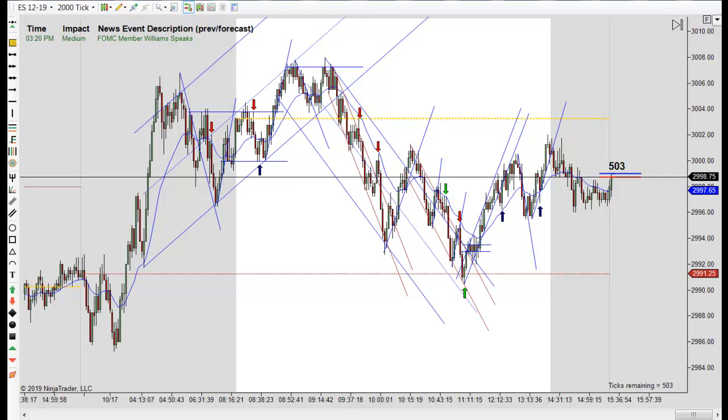This will be our chart lesson for the day. And in the end, the day was just a range day. Here's your overnight highs. Here's your overnight lows down here, and you can see we got outside of it briefly up here. You really couldn't treat this like a failed breakout, though.